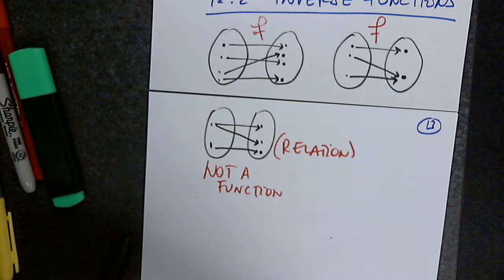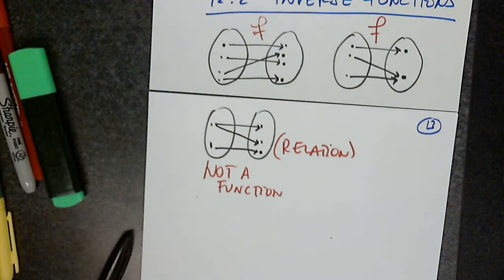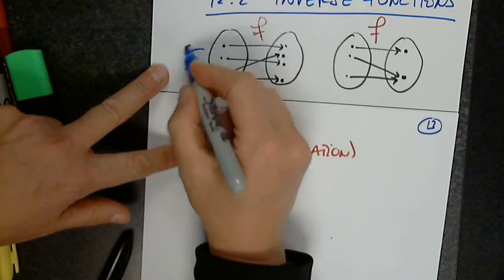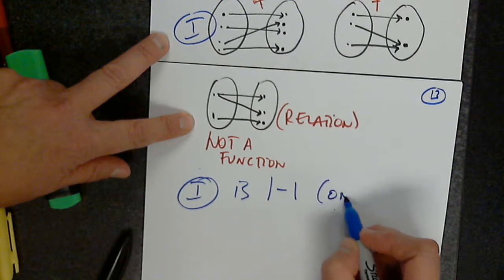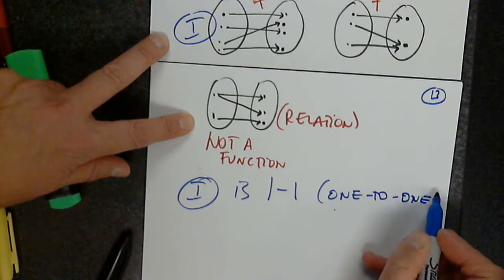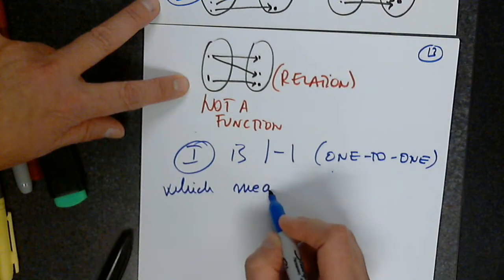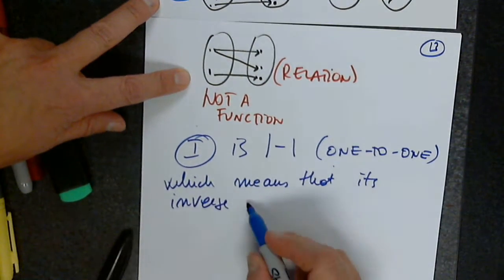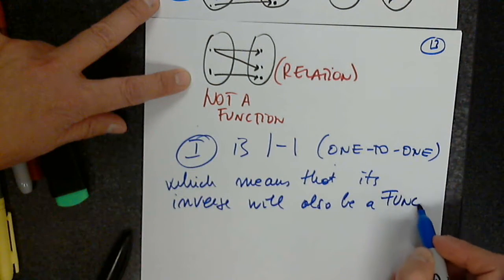So this function has a special property that it's called one-to-one. To each y, only one x. Not just to each x, only one y, but to each y, only one x. So this function number 1 is 1-to-1. Which means that its inverse will also be a function.